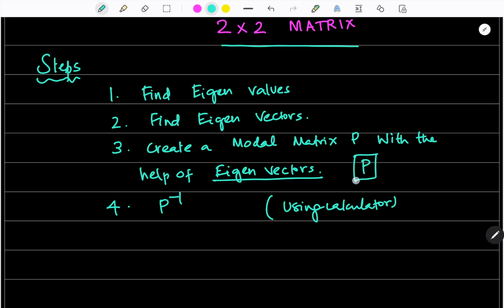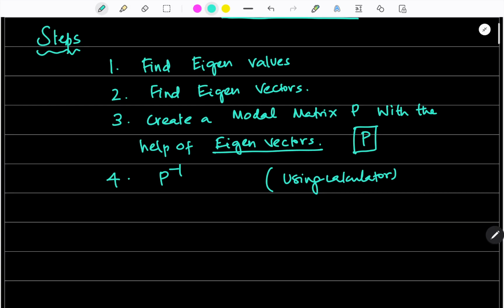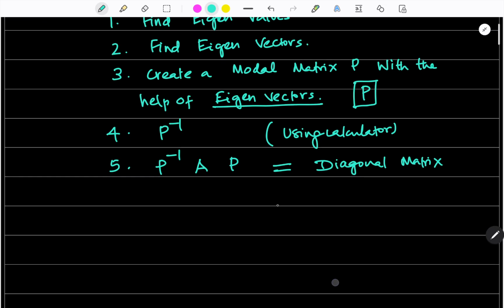So P we created in step number 3, step number 4 is P inverse. Step number 5, we are going to find P inverse A P. This is the operation you are going to do. You are going to get the diagonal matrix, the diagonalized matrix. What type of answer will you get? If it's a 2 by 2 matrix, you will get lambda 1 here and lambda 2 here, and 0 and 0 elsewhere. So this is the final answer you have to get.